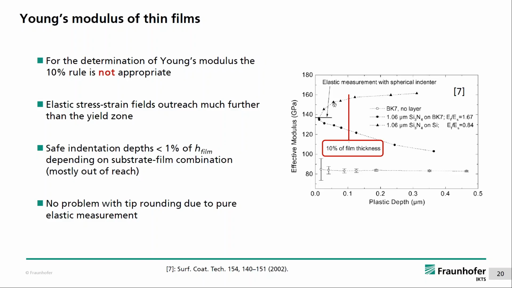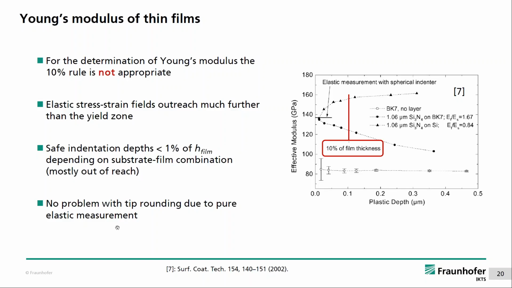And you have to go really to low indentation depths, let's say 1% and below, to really get the modulus of the film, and often this is not possible because the resolution of the tool is not high enough. So this is really a problem. The substrate influence in thin film measurements and nano-indentation is really a problem. But there's also something on the good side.